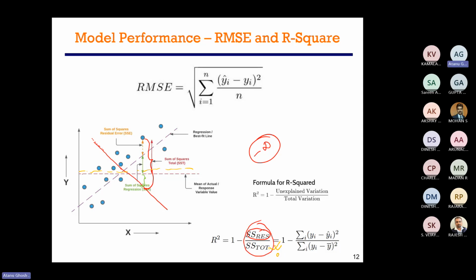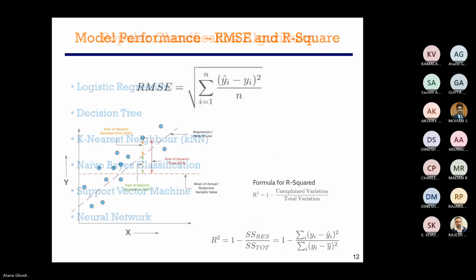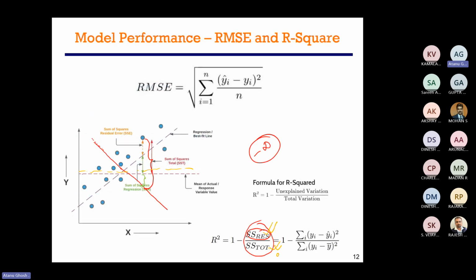And the maximum value obviously is 1, where the sum of the residuals is 0. Okay. Fine.